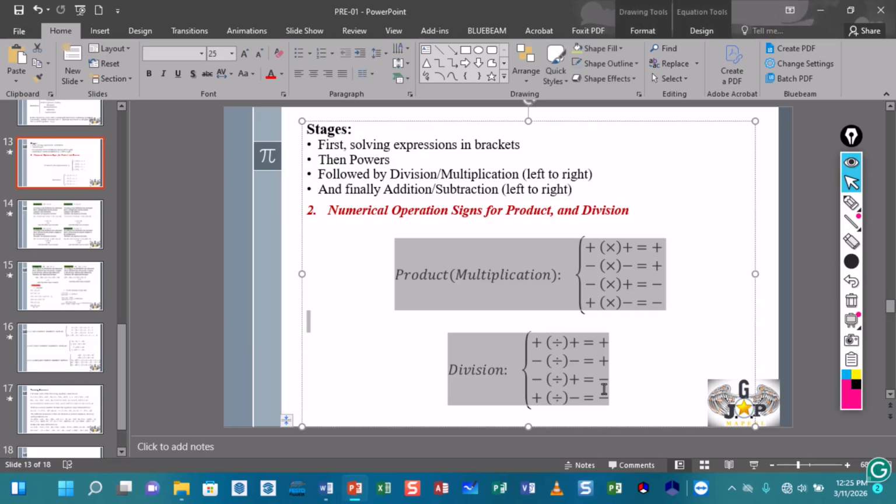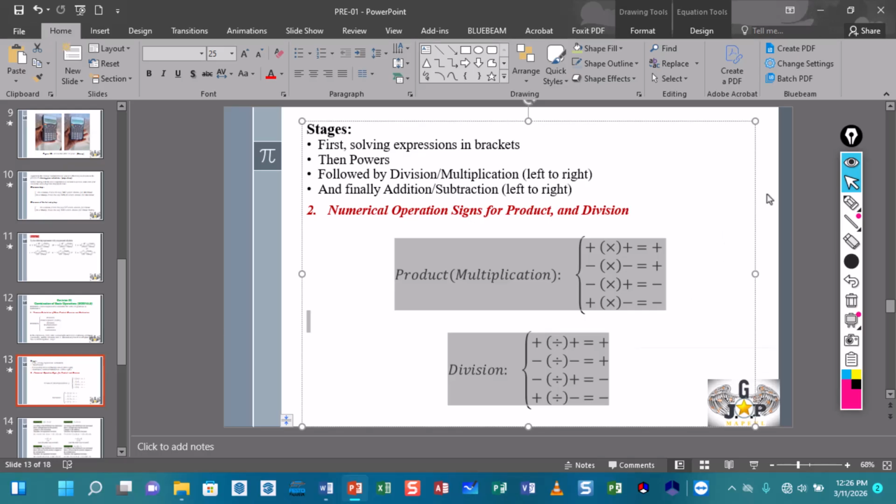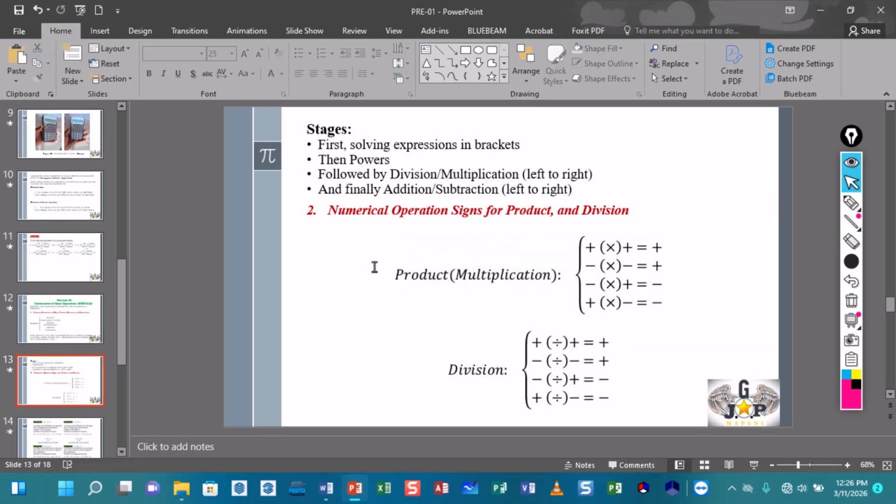These are primordial to be mastered by students of grade 10, or already mastered by a grade 10 student, which means coming from grade 9. You need to master these signs: the product, multiplication sign and division sign. Very important, very crucial, extremely demanded from students, even professionals. They are demanded in engineering.